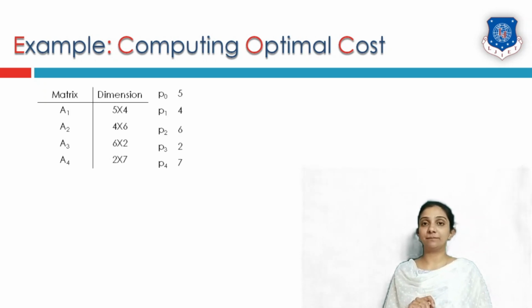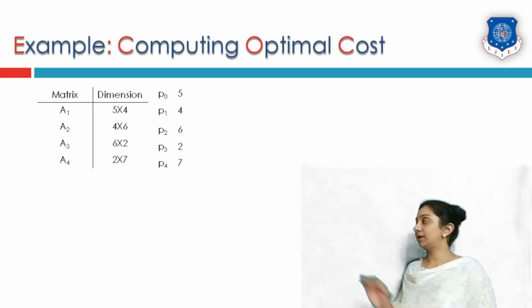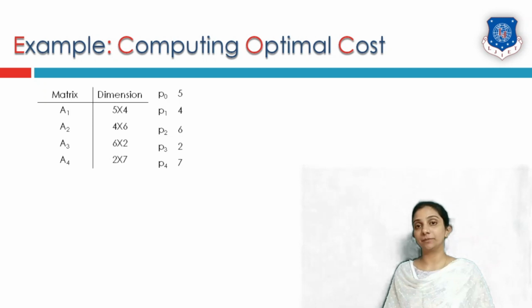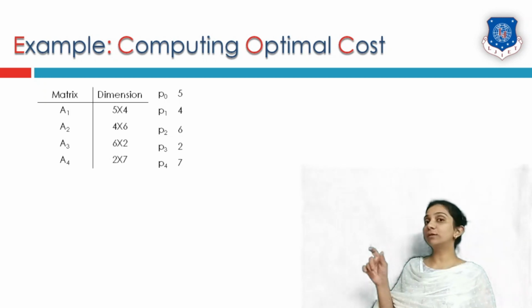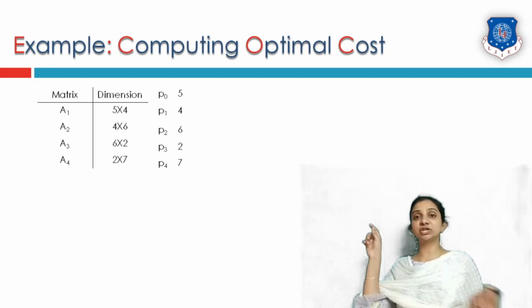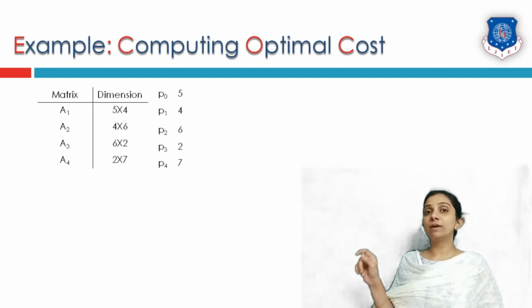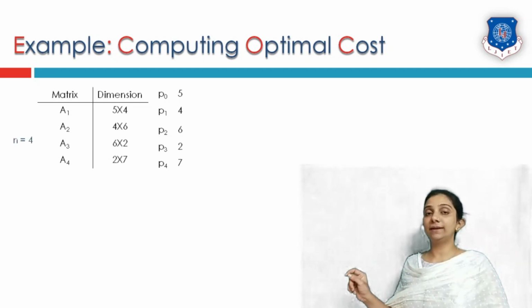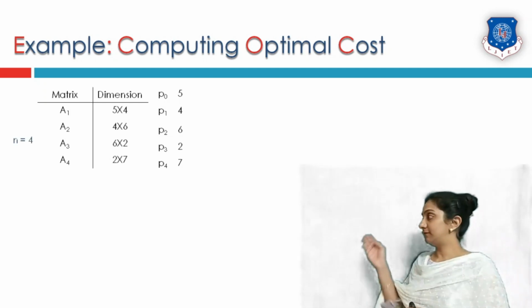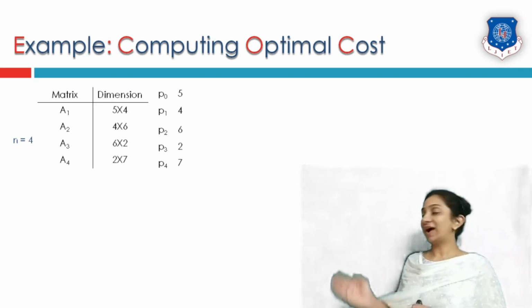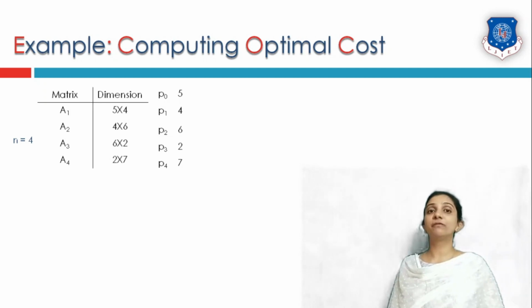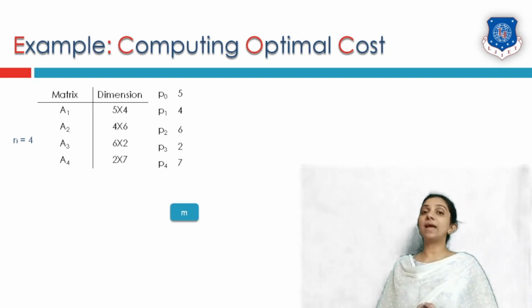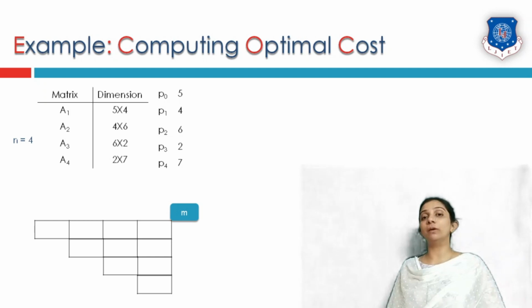multiply them. So here we have calculated or created our P vector. Now this P vector is calculated in an L shape from your dimensions. As you can see, the topmost value of the dimension is 5, then we have 4, 6, 2 and at the last 7. That is from P0 to P4. As you can see, there are only 4 matrices, that's why my n is equal to 4. Now my table M is created in the following format.